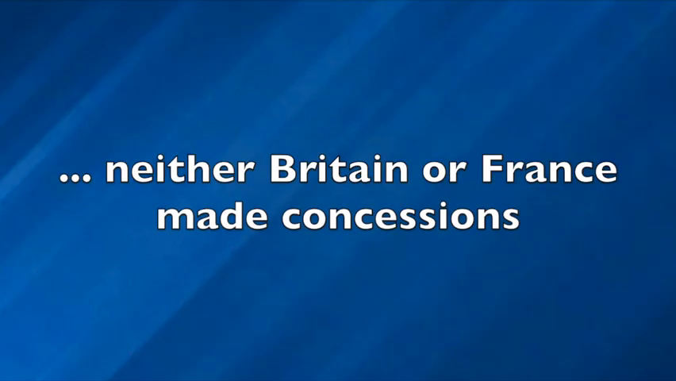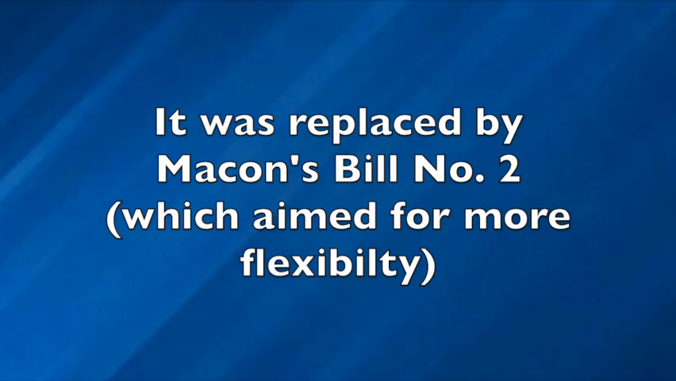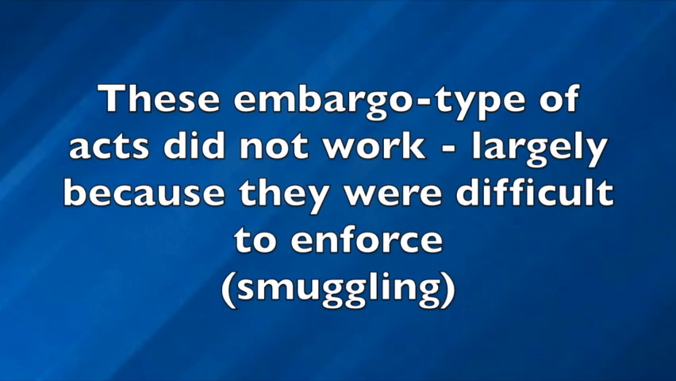Neither Britain nor France made concessions regarding their interference with American shipping. The act was eventually replaced by Macon's Bill No. 2 in 1810, which sought a more flexible approach to trade and diplomacy. One of the big problems with the Embargo Act is that it was difficult to enforce, as many American traders ignored it and traded with Britain and France anyway.